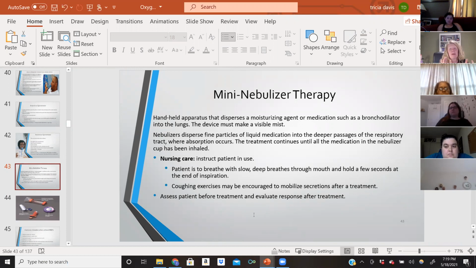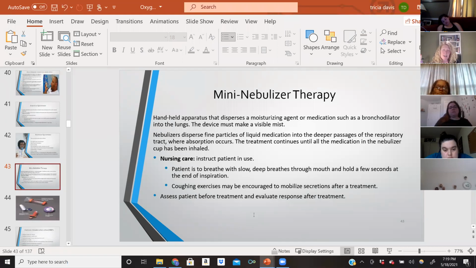So the medication goes in, they pour it into the nebulizer, and it's going to mix with the oxygen and disperse fine particles of liquid medication that the patient is going to breathe in. It's going to get deep into the passages of the respiratory tract, and they're going to be able to absorb it, and it's going to open everything up. The patient keeps the mask on and that high level of oxygen until all of the nebulizer has been inhaled. And you'll see, because that mist will kind of diminish. Most patients that do nebulizers at home usually know when it's done, they can tell.